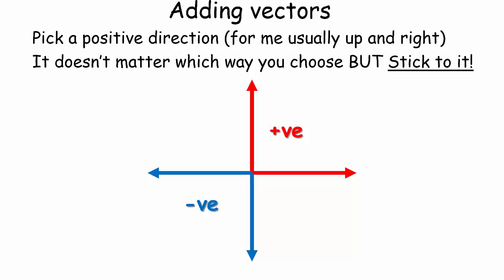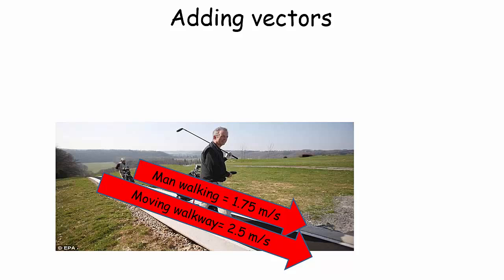Let's look at a problem. We have two vectors here. Imagine you're watching this from off of this walkway. The walkway is moving past you at 2.5 meters per second. The man who's on it can choose to walk or not walk. We can add the two vectors together to work out how fast he may seem to be moving past us. Now, I said pick a positive direction. In this example, he's moving to the right. So, we've got both numbers being positive.